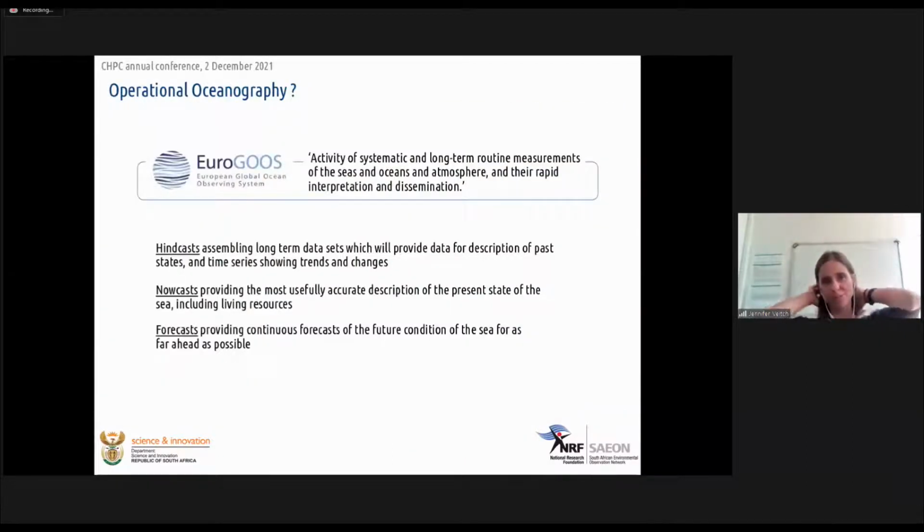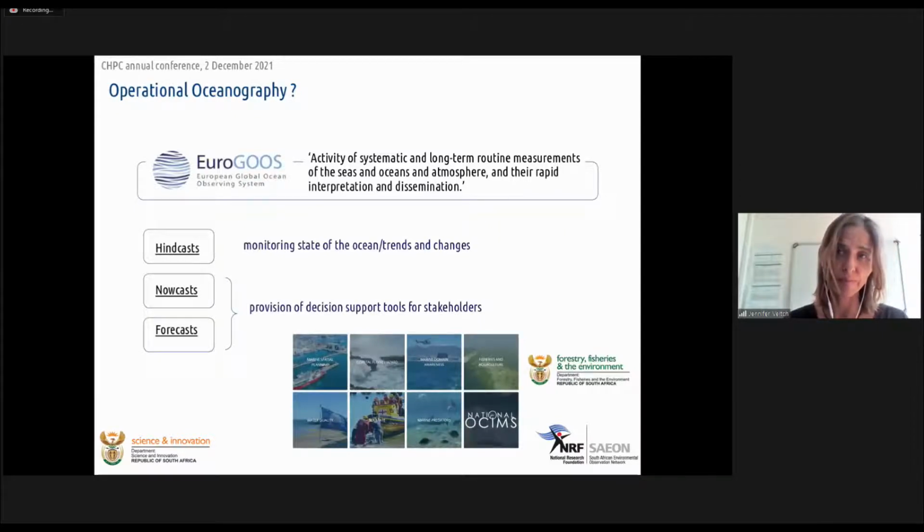So what do I mean by operational oceanography? Well, EuroGOOS defines it as the activity of systematic, long-term and routine measurements that are importantly rapidly interpreted and disseminated so that they actually are useful to the people who need them today. This information can be in hindcast mode, providing information about the past ocean, nowcast mode, describing the present ocean, and of course forecasts that provide information on a future state of the ocean.